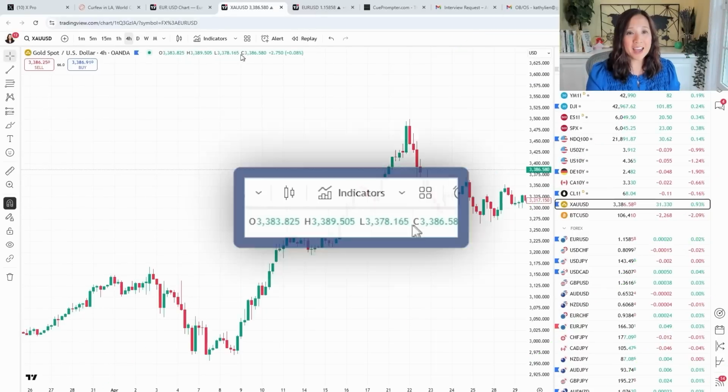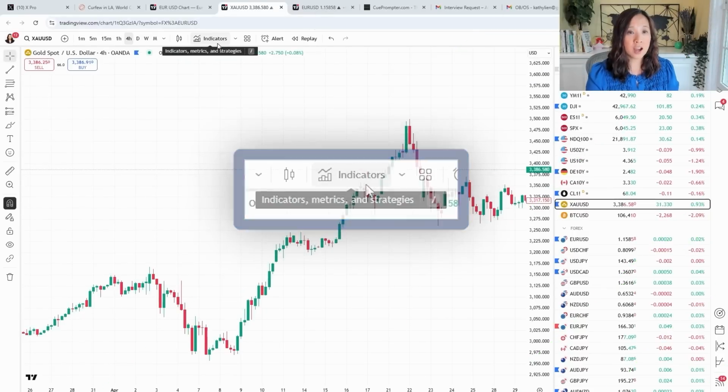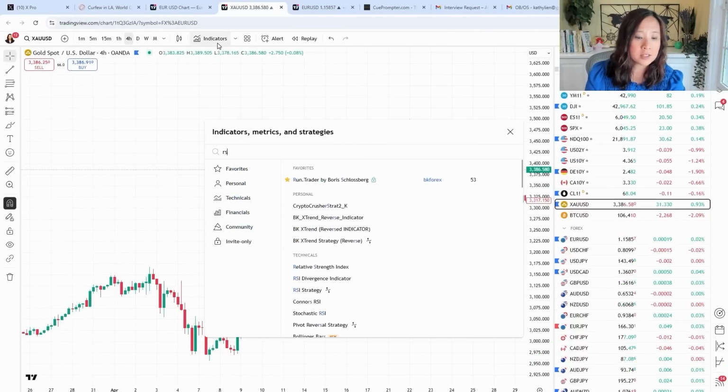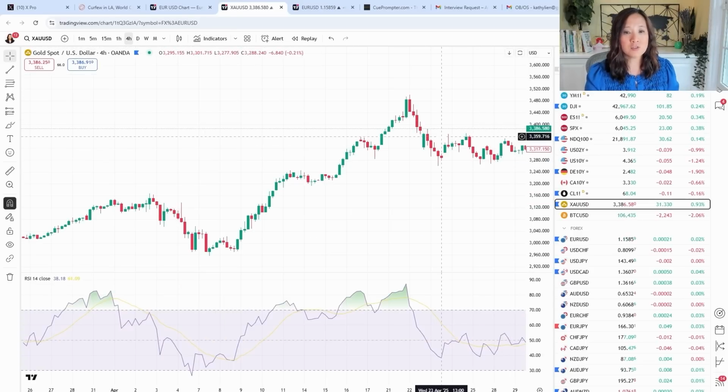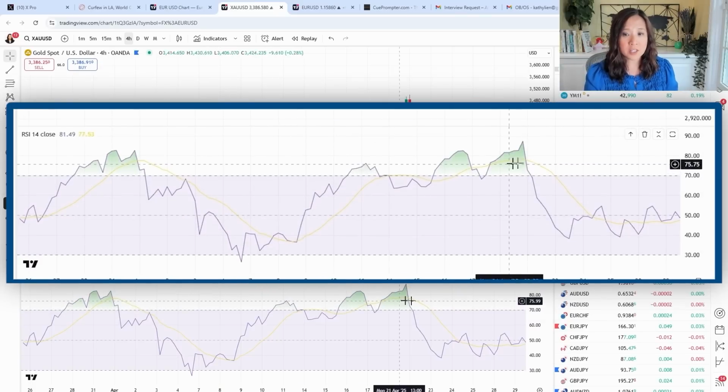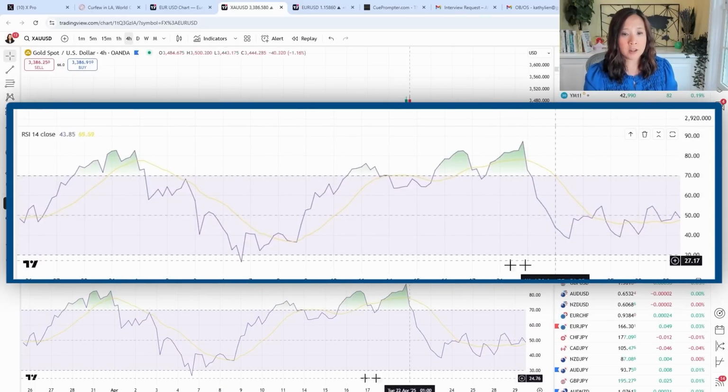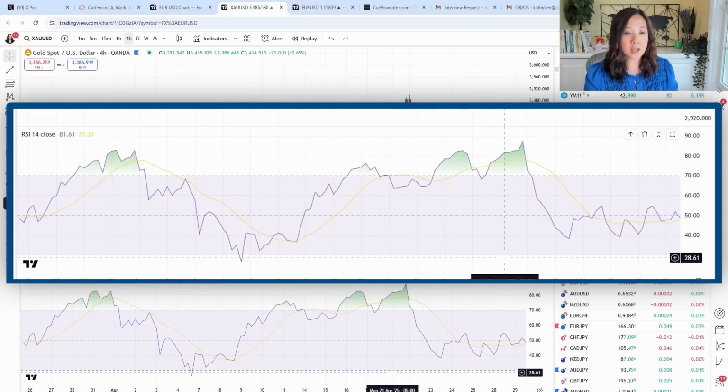So let's start by adding RSI onto our charts. So you click on indicators and let's type in RSI. And we'll add on the Relative Strength Index. The Relative Strength Index has a couple things. The first thing is that we've got the 70 level, which is marked as overbought, and the 30 level, which is marked as oversold.